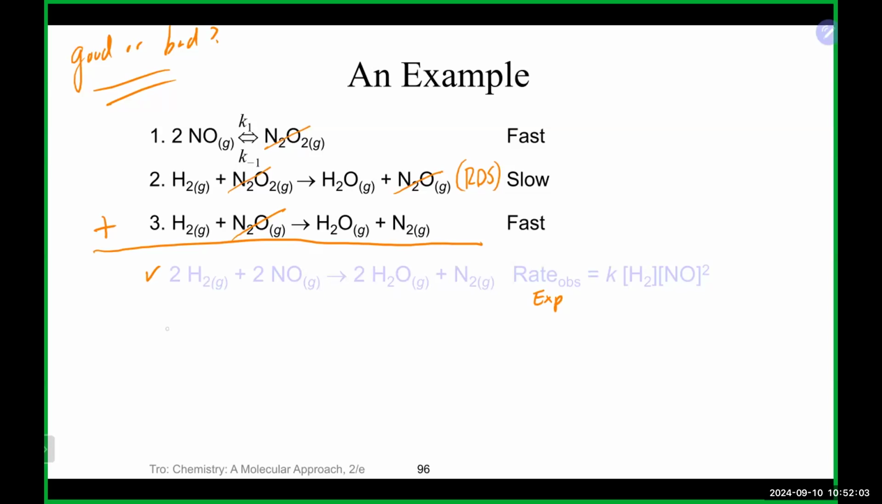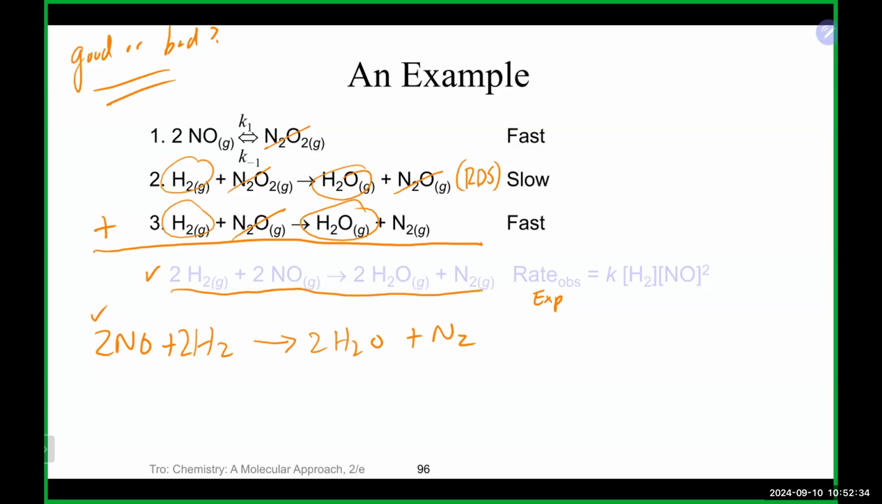That will give me, if I keep everything on the left-hand side there, 2NO plus H2 and H2, which is 2 of them. So one there and one there, basically. And on the other side of the arrow, I have 2 waters, one there, one there, and an N2. So does the overall reaction add up? It does, right? It matches the one that was given to us as the overall reaction, which is here. So that does add up. So we're good in that sense. By the way, the intermediates in this case are what things?